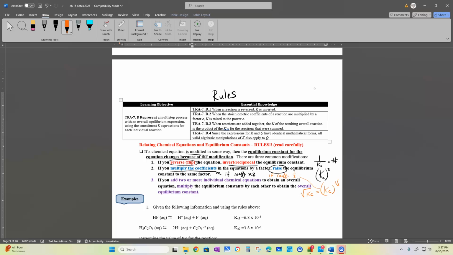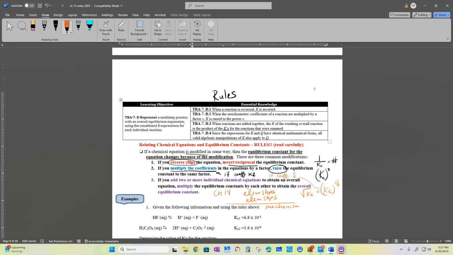So now, chapter 14. We're going to take whatever elementary steps we want and put them together to make the mechanism. Okay? So, will you see some intermediates and catalysts?